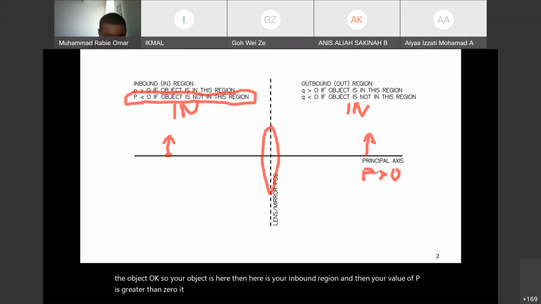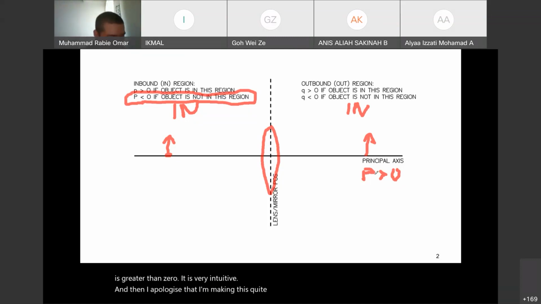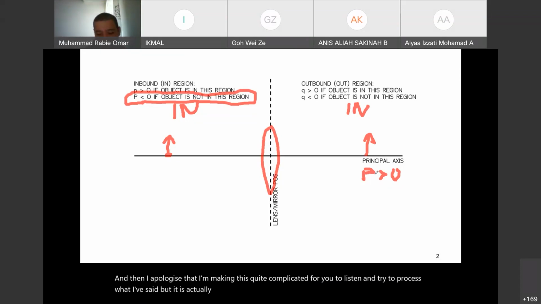And then I apologize that I'm making this quite complicated for you to listen and try to process what I've said. But it is actually intuitive lah. Yeah, I'm trying my best to explain this, yeah.